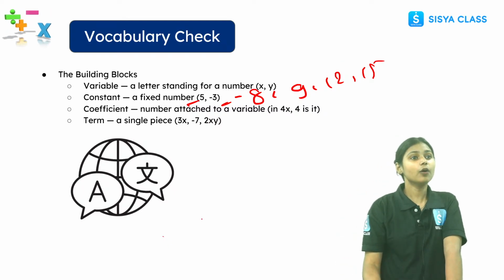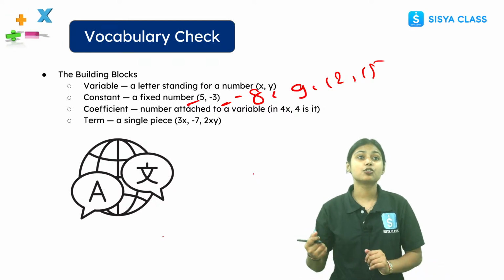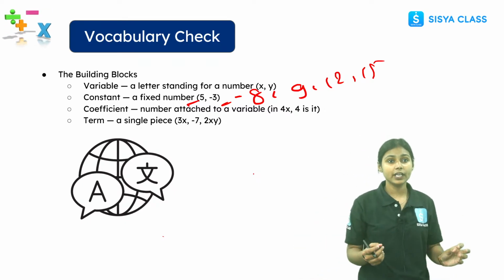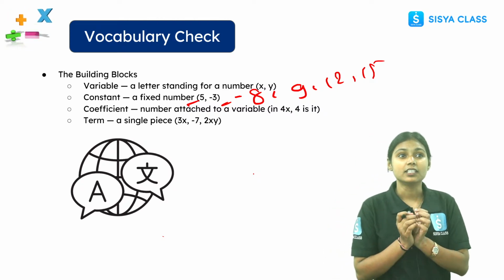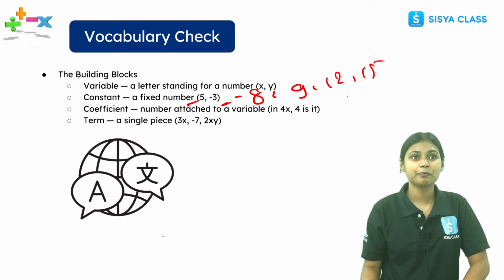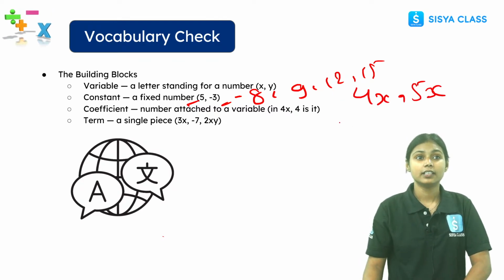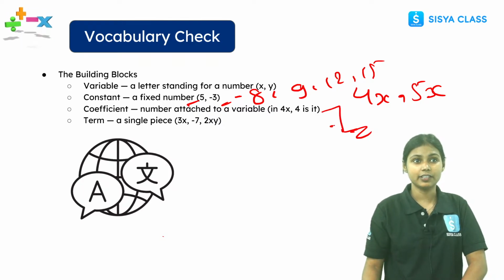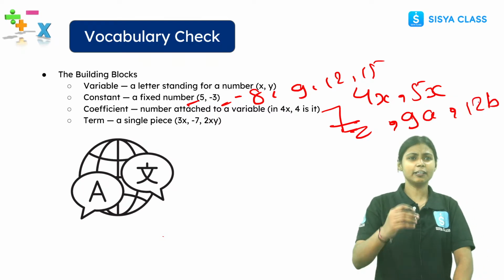Now, coefficient. What is a coefficient? A number attached to a variable. Whenever a number is attached to a variable, it is called a coefficient. For example, 4x, 5x, 7z, 9a, 12b. It can be anything.